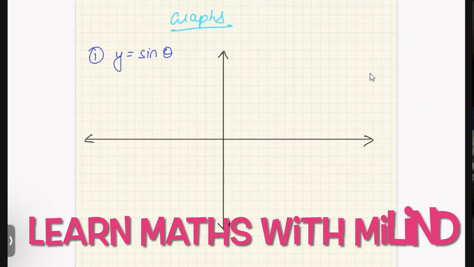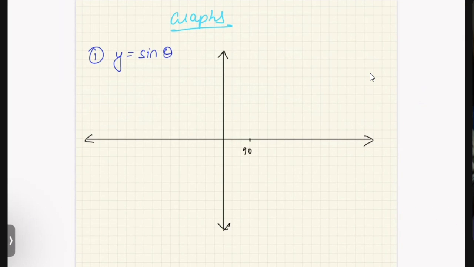We will do 30 only. Single block is 30, so this will be 90. Understood? Scale is one block equals 30. X-axis, correct. One block equals 30 degrees.